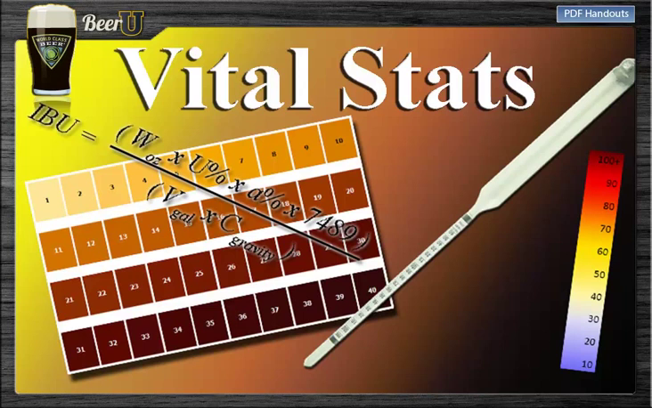In this module, we'll look at some of the more significant beer metrics that will help you to understand beer and the brewing process. We'll talk about measuring beer color, density, and alcohol, and then we'll talk a little bit about why those things are important in the world of beer.